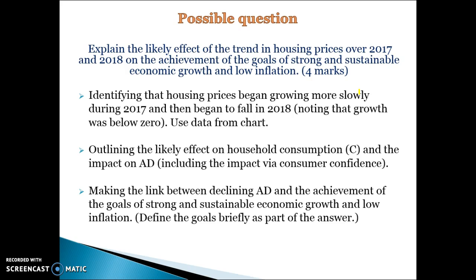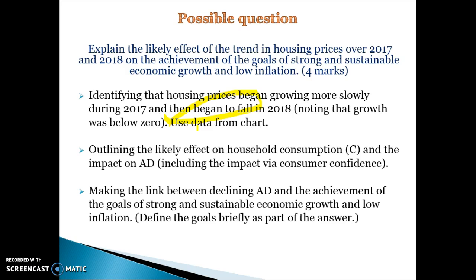demand side factor. So if you get asked a question, how does the trend in housing prices over, let's say, 18-19 is likely to affect the goal of strong and sustainable growth and low inflation, what you want to do is identify that house prices have begun slowing and now they've dropped in 2019. Use data if you get a chart. Outline the effects on household consumption, so the fact that lower house prices make consumers less confident, it's likely to increase their marginal propensity to save, and it's likely to reduce consumption spending. And then make the links to the demand of both goals.